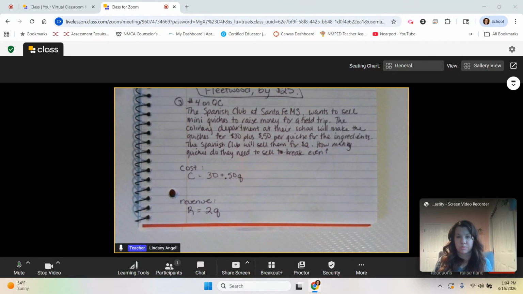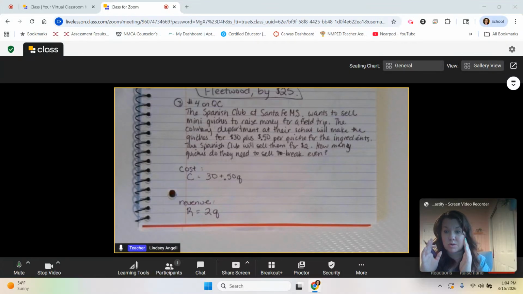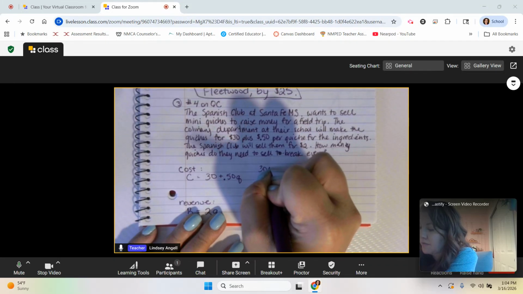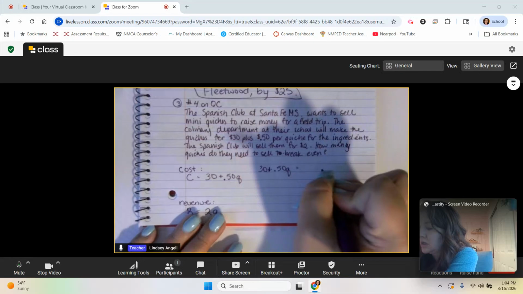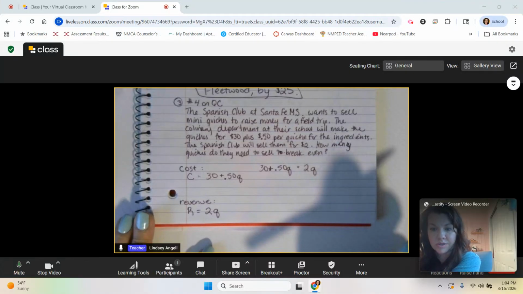So we want to know, when are they going to break even? Meaning, when are these two amounts equal to each other? So what we can do is say we want our cost to be equal to our revenue, because that means we're not out any money. We didn't lose money on it. So I can set them equal to each other. I have $30 plus 50 cents per quiche equals $2 per quiche. Okay, so now they're set equal.